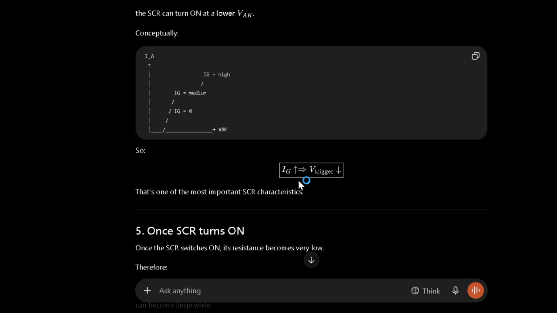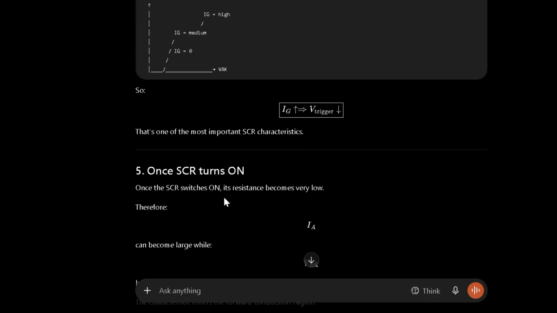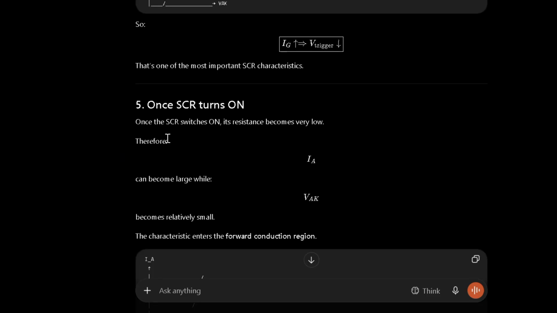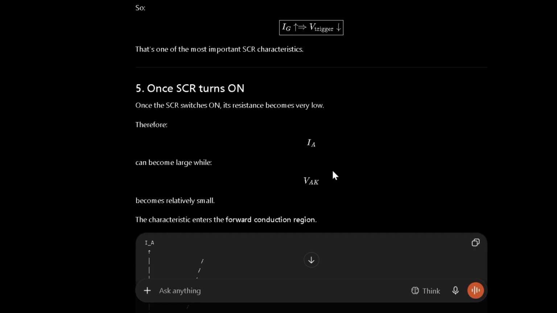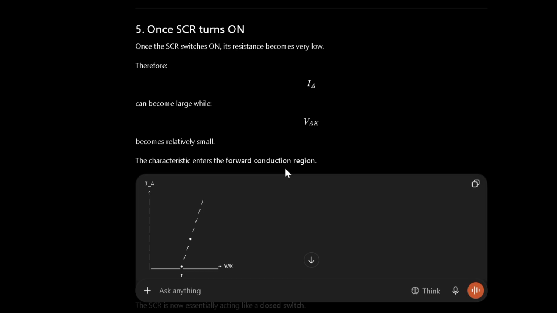Once the SCR switches on, its resistance becomes very low. Therefore, IA can become large while VAK becomes relatively small. The current at the anode is greater, VAK is lower, but still the current is greater. That's the characteristic entering the forward conduction region. The SCR is now essentially acting like a closed switch.